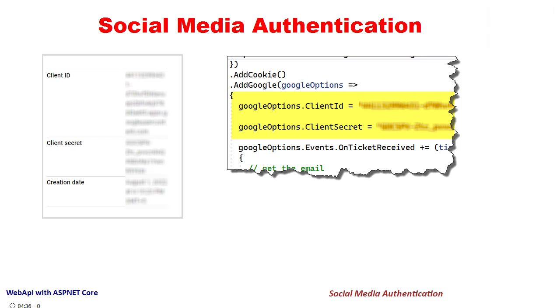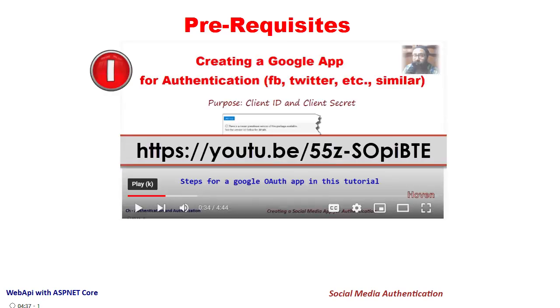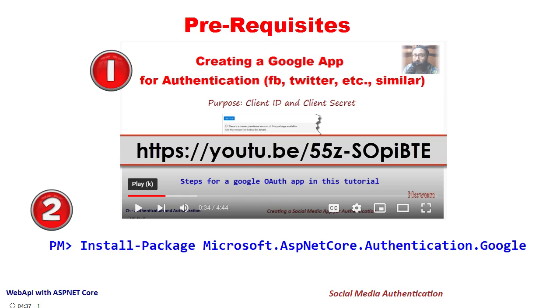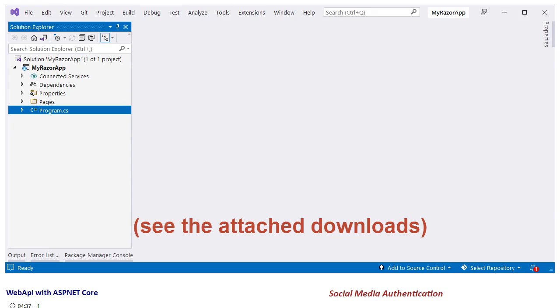First of all, follow the steps explained in this video, the video that you are seeing here, to create an OAuth app on your Google Cloud Console. Secondly, take note of the NuGet package that you will have to add to your ASP.NET Core project. This package contains most of the boilerplate code for completing the login process. I have already created an ASP.NET Core project that you can obtain from the downloads attached to this video.